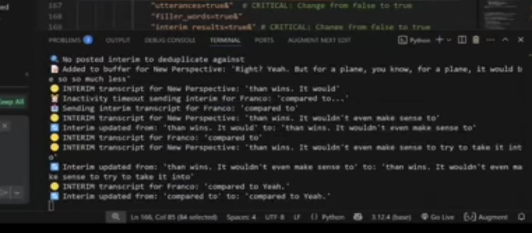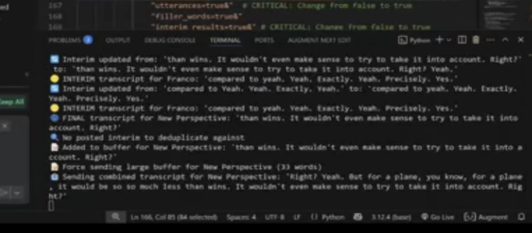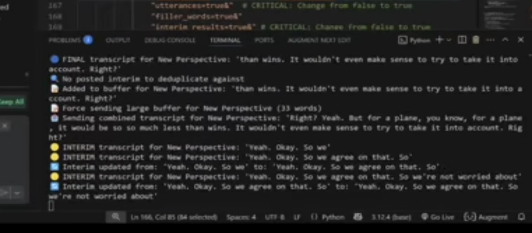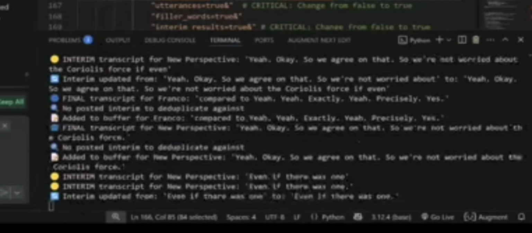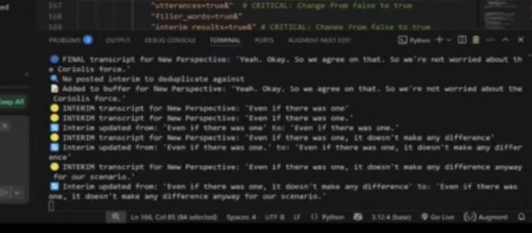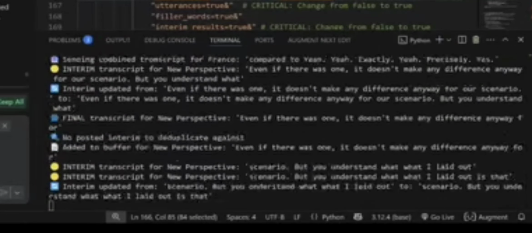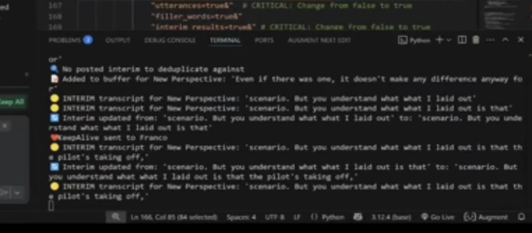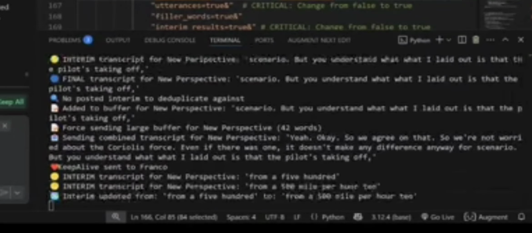Okay, so we agree precisely on that. So we're not worried about the Coriolis force. Even if there was one, it doesn't make any difference anyway for our scenario. But you understand what I laid out is that the pilot's taking off from a 500 mile per hour tangential velocity at that latitude, right?